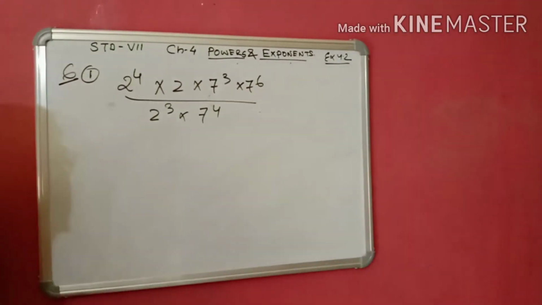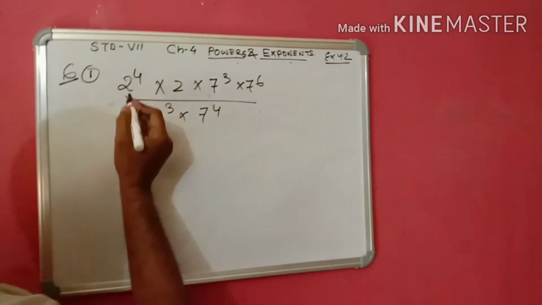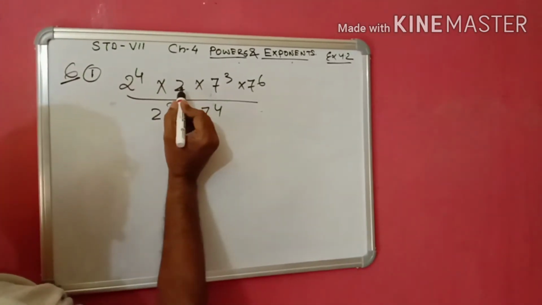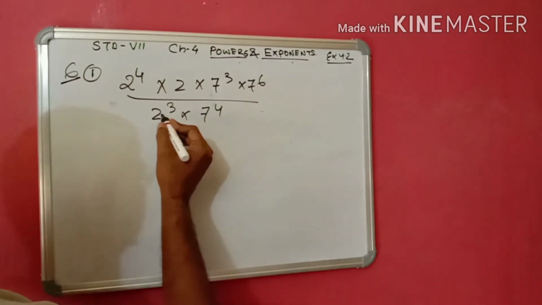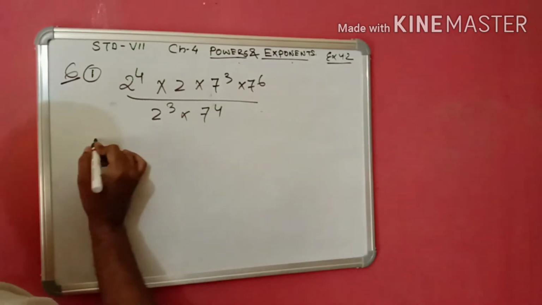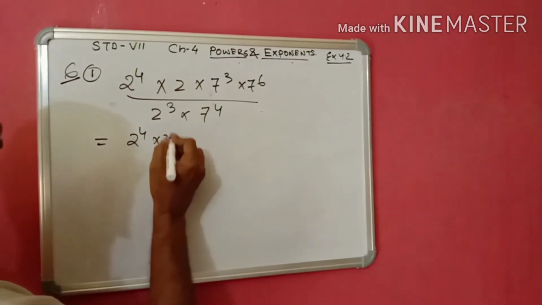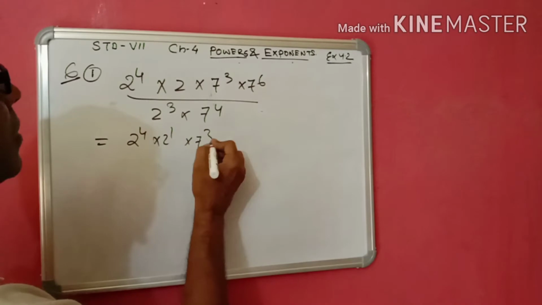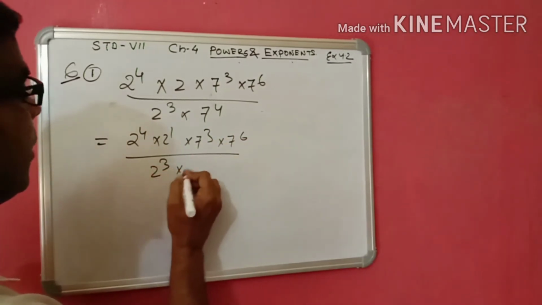Now question number 6 first. Simplify and write down in exponential form. Here it is given: 2 to the power 4 into 2, 7 to the power 3 into 7 to the power 6, divided by 2 to the power 3 into 7 to the power 4. First of all, here nothing is there: 2 to the power 4 into 2 to the power 1 into 7 to the power 3 into 7 to the power 6, by 2 to the power 3 into 7 to the power 4.